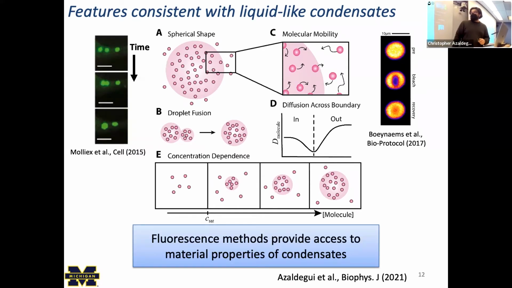So generally speaking, fluorescence methods provide access for us to try and understand the material properties of these different organelles to see if they are indeed formed through this phase separation process.